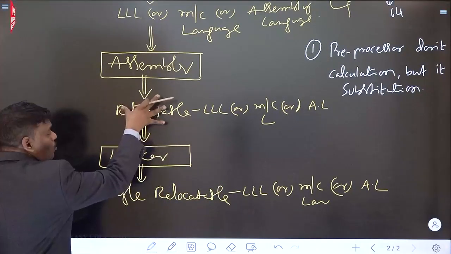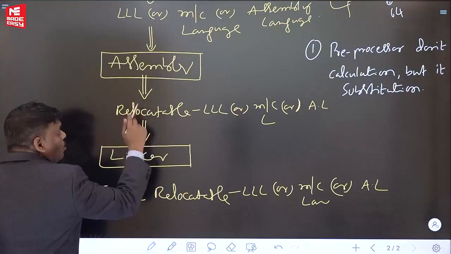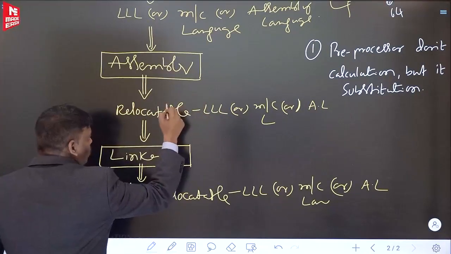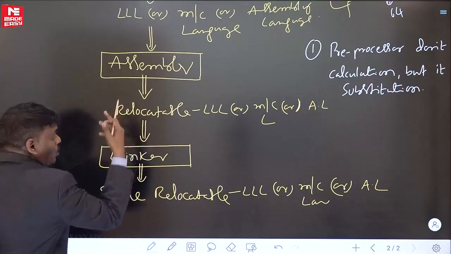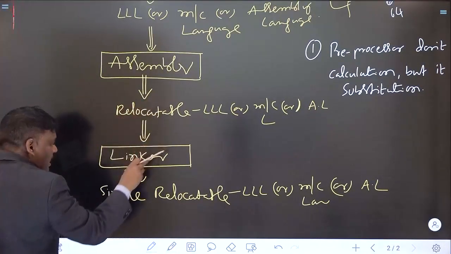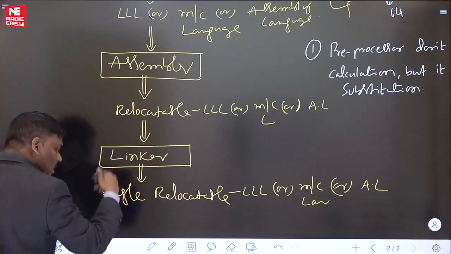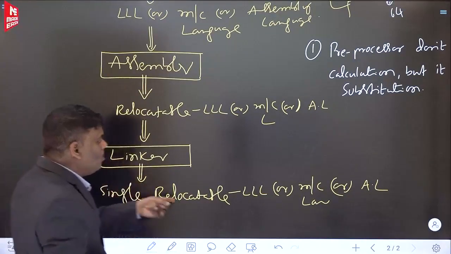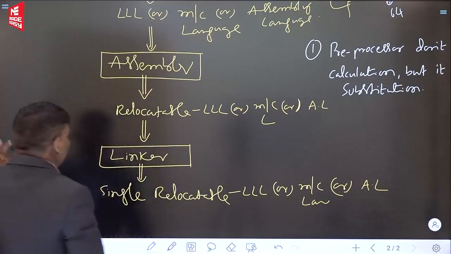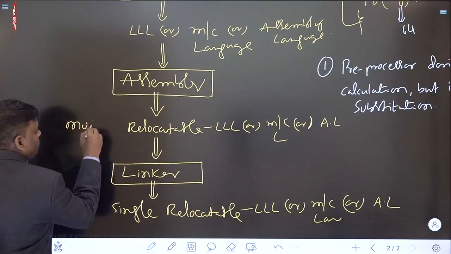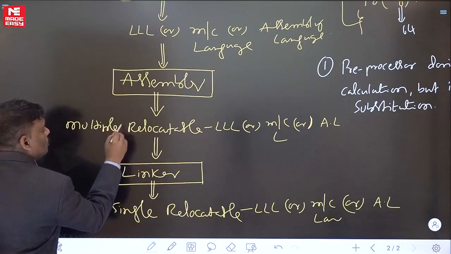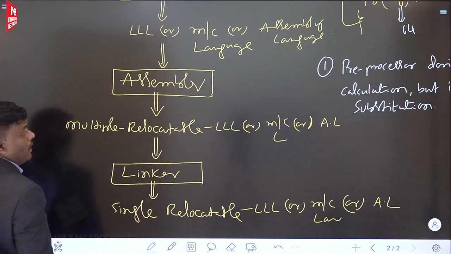What is the meaning? Out of those 100 relocatable low-level language files, the linker will take whichever are necessary to this project. Out of 100, maybe only 80 are necessary. So you will make those 80 one bundle, one pack. This is going to be a single relocatable low-level language file. Now, linker input, what is the answer? Multiple relocatable low-level language files.